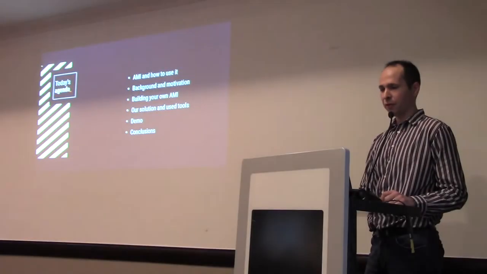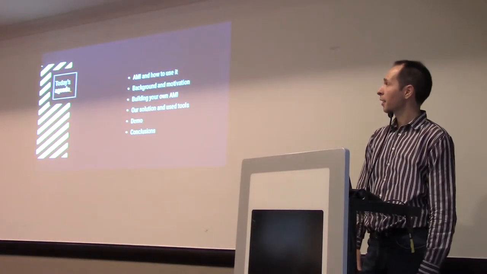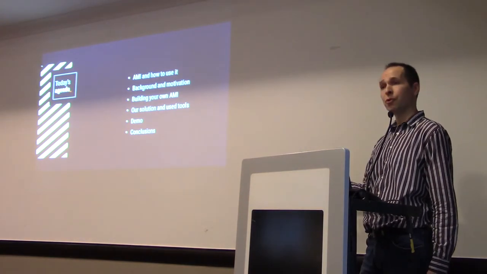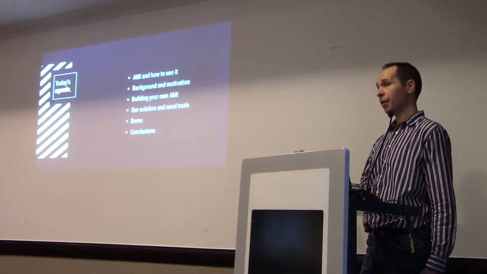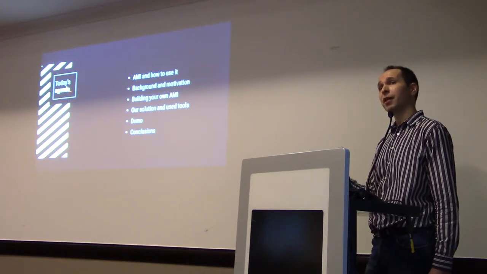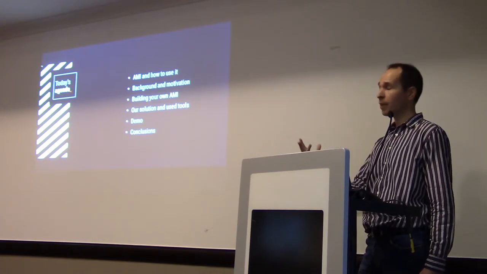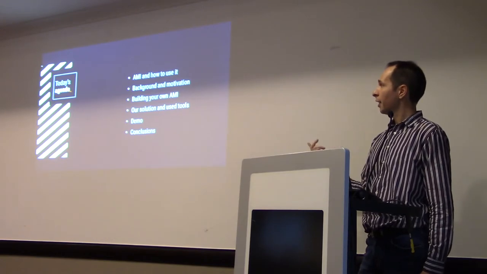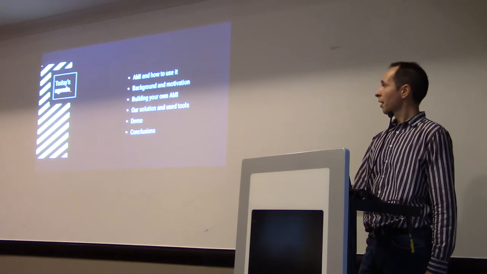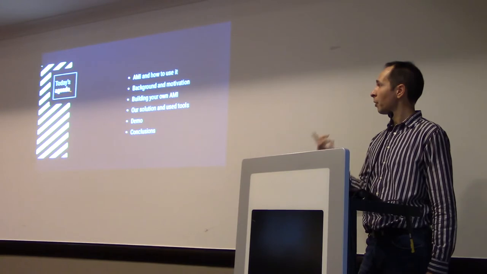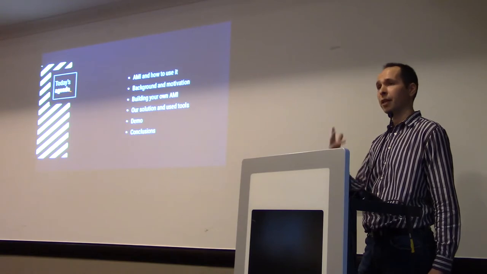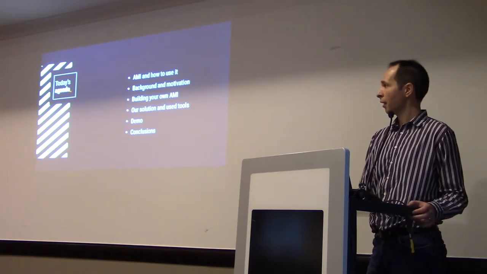To continue, the agenda looks like this. We're going to kick it off with a little bit about AMIs: what are they, how to use them, and why we want to use them. Then we're going to progress with some background on motivation: why we decided to build our own AMIs, and specifically why we want to customize them. Afterwards, we'll look at the process of building your AMI, what it involves, and then our solution, the tools we use to achieve that, and how it all comes together.